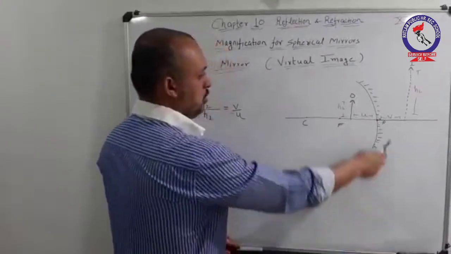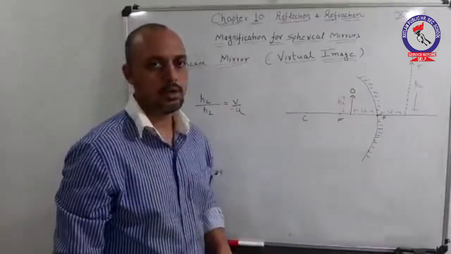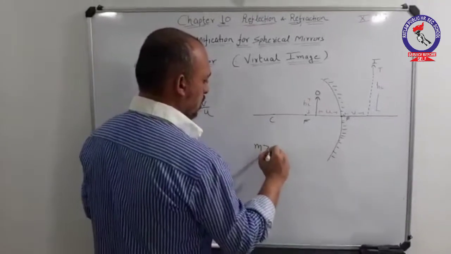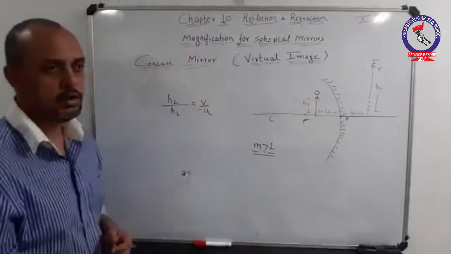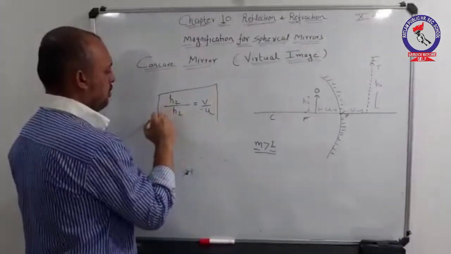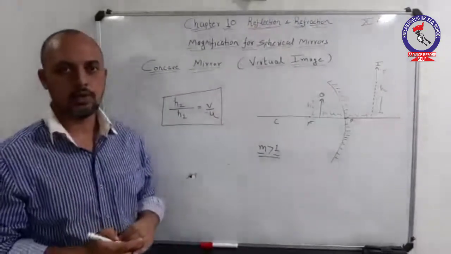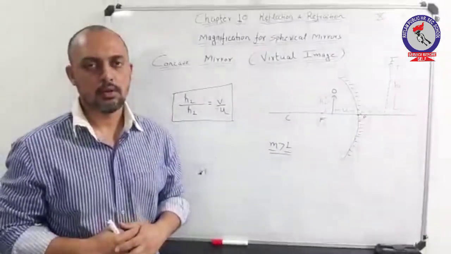In this case, you can also observe that the image is formed in bigger size than the object. Hence, while calculating the magnification, you will note that magnification will be greater than 1 in case of enlarged image. Moreover, this is the final relation which can be used in the numericals for the calculation of magnification. I hope you have understood this concept well. Thank you.